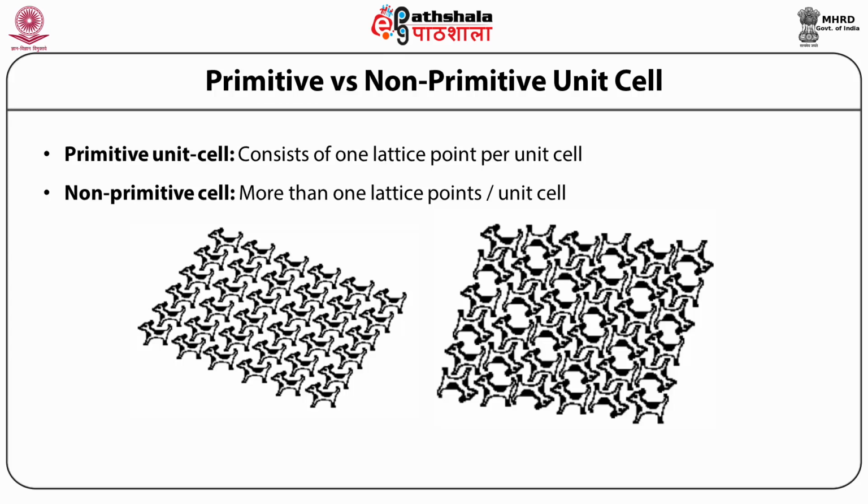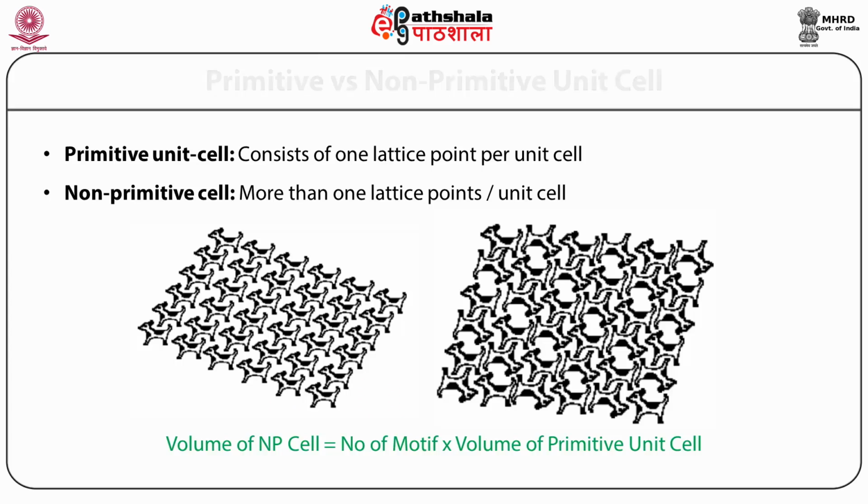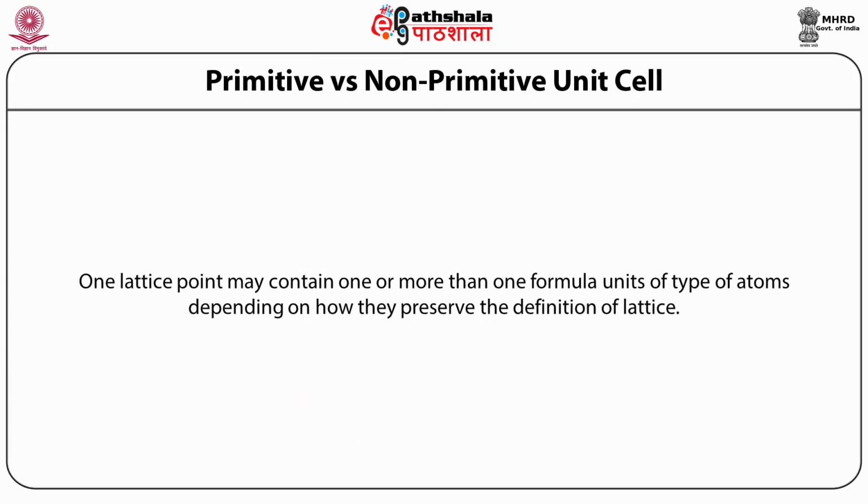Now we can represent the volume of a non-primitive cell as the number of motifs multiplied by the volume of a primitive unit cell. Now, one lattice point may contain one or more than one formula units of a type of atoms, depending on how they preserve the definition of a lattice.